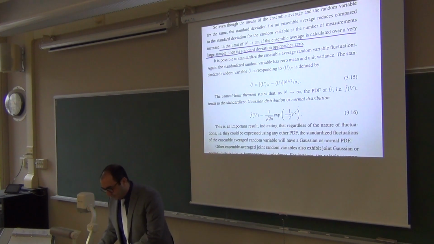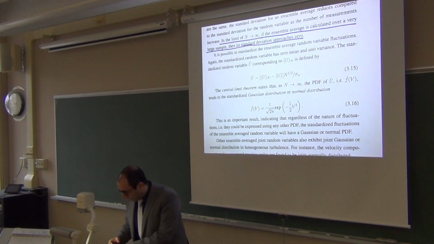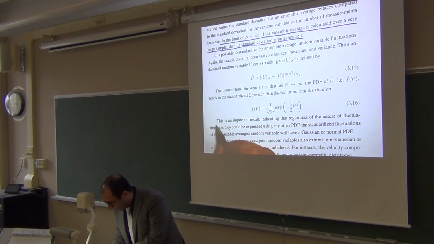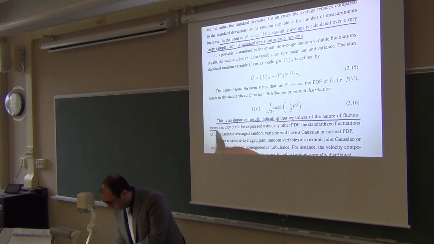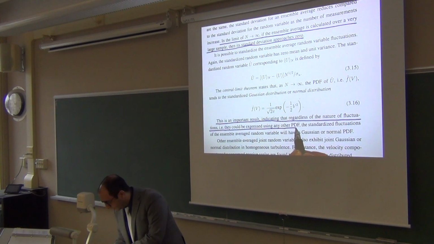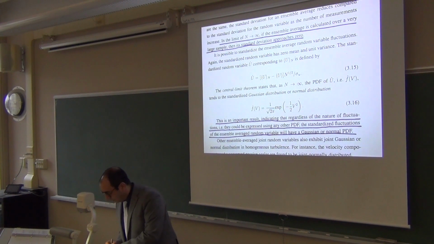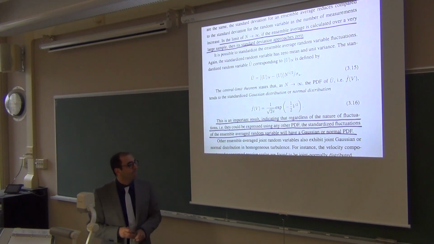So let me underline this. It really deserves to be underlined. It is an important result, indicating that regardless of the nature of fluctuations, i.e. they could be expressed using any other probability density function, the standardized fluctuation of the ensemble average random variable will have a Gaussian or normal form.